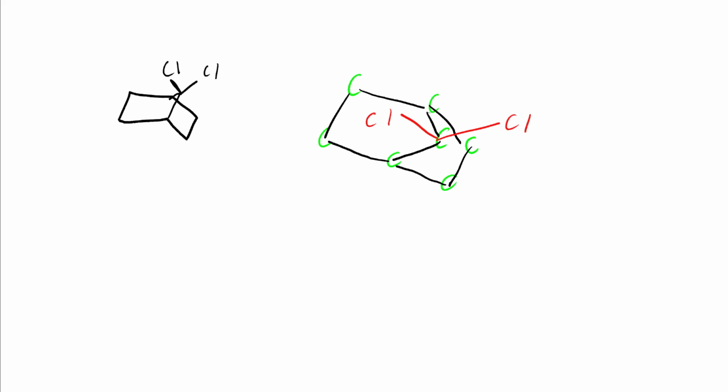How many carbons do we have? 1, 2, 3, 4, 5, 6, 7. So it's going to be heptane. It's 2 rings, so we can say bicycloheptane. Now we count from the longest chain that we have. Let's count. This is 1, 2, 3, 4, 5, 6, and 7. It doesn't matter if you count 1, 2, 3, and 4, it's still going to be the same thing. Just count from one of the sides.